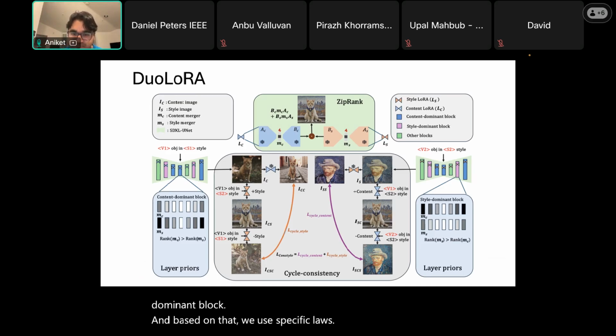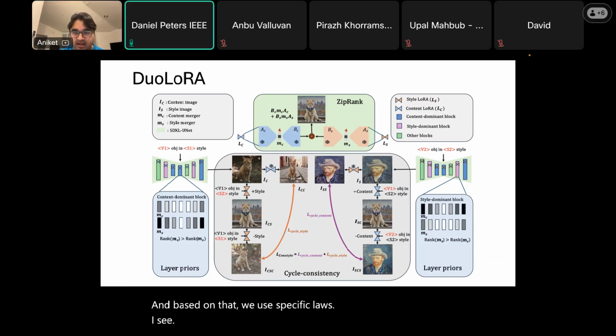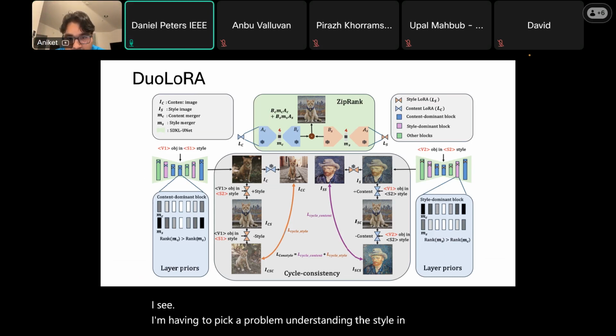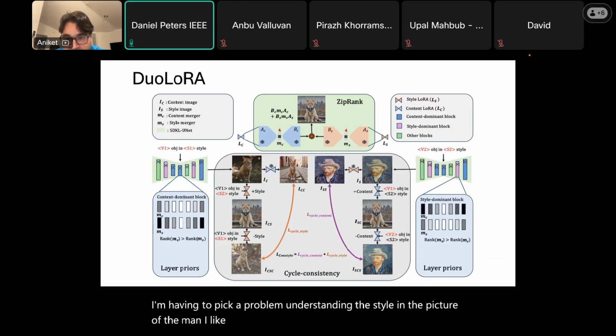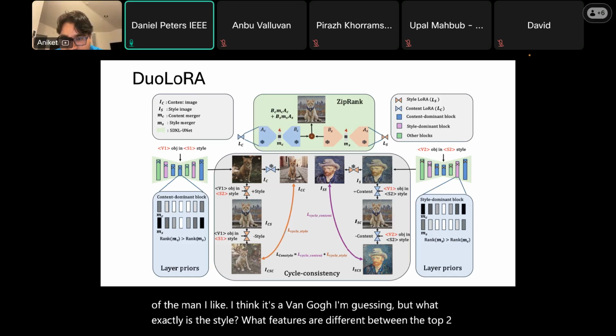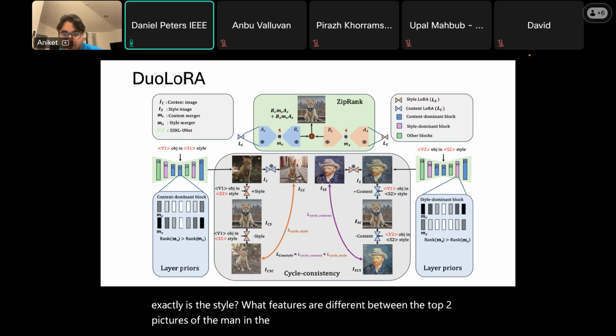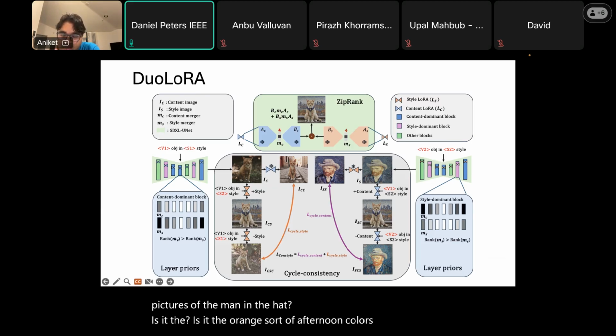I see. Yeah. I'm having a problem understanding the style in the picture of the man. I think it's a Van Gogh. I'm guessing, but what exactly is the style? What features are different between the top two pictures of the man in the hat? Is it the orange sort of afternoon colors, or what is the style considered?